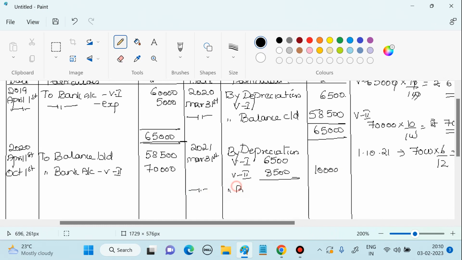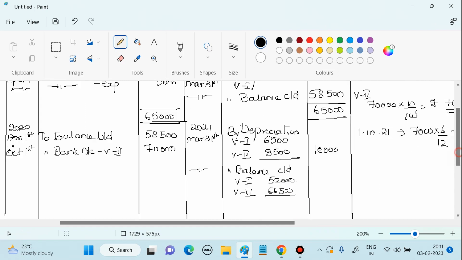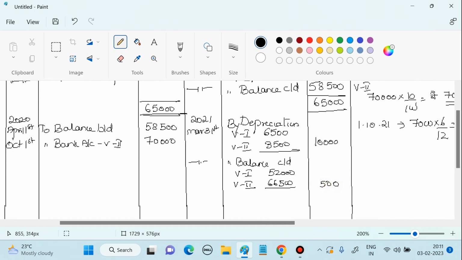Very good. Now we have to close the account. So write by balance carried down. Now we will split it up and write van 1, van 2. Van 1 was 58,500 minus 6,500, 52,000. Van 2 is 70,000 minus 3,500, 66,500. So total, 1,18,500. If you total now, it would be the same, 1,28,500, 1,28,500. This way you close it.